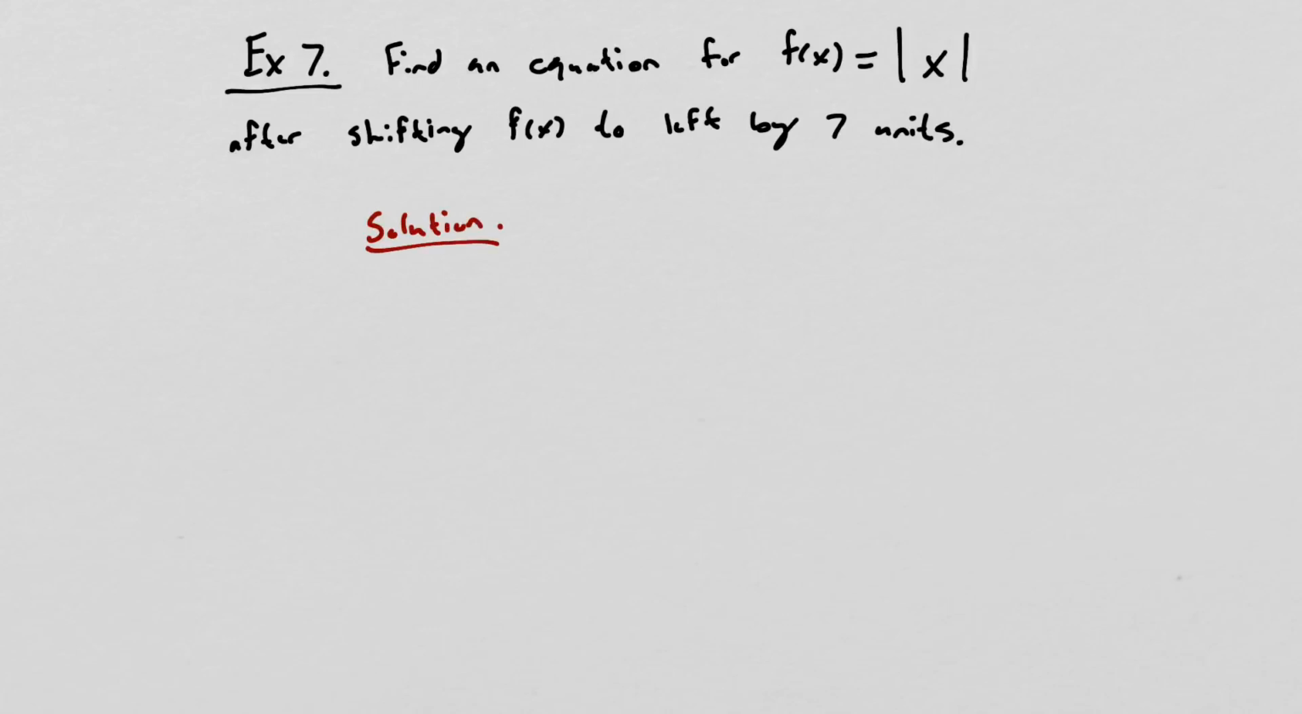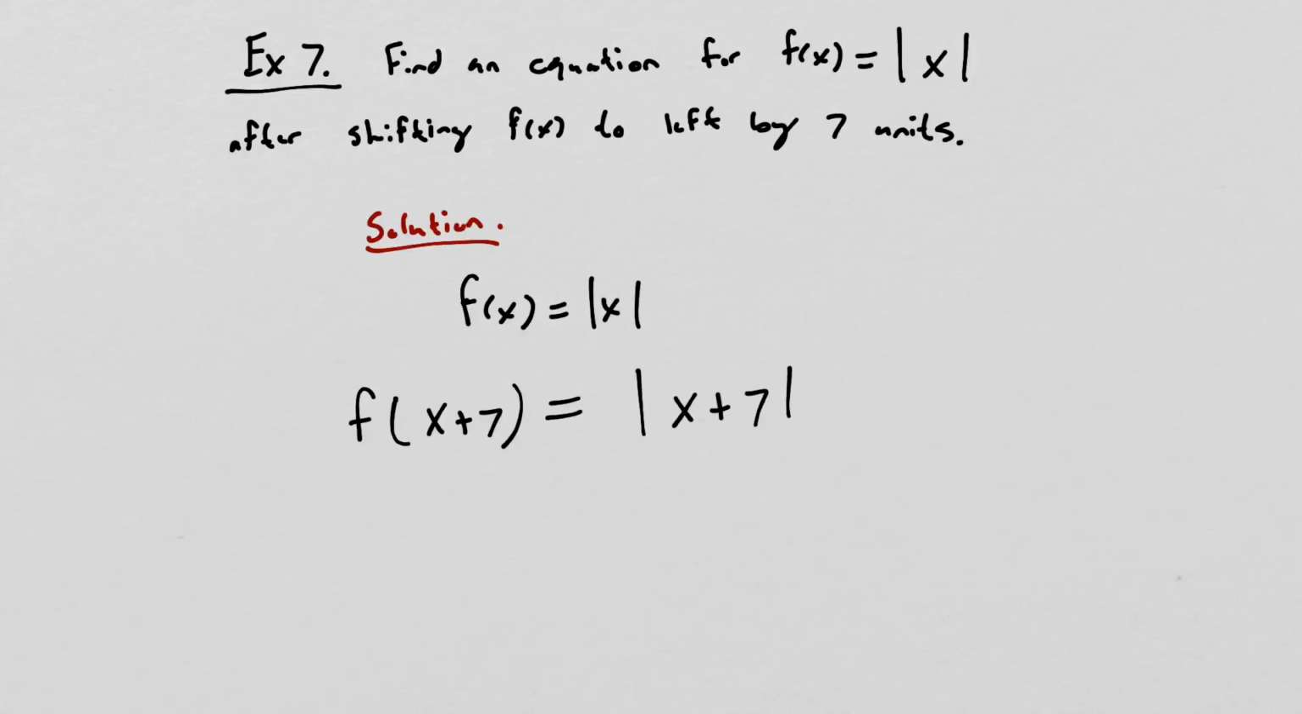What we're given here first is our function f of x, which is the absolute value of x. And what we want to do is shift f of x to the left by 7 units, which means that on an algebraic level, we're going to be replacing our x's with an x plus 7 here. So plugging in our x plus 7 to our equation, this is going to be the absolute value of x plus 7 here. And this is the solution to this problem.